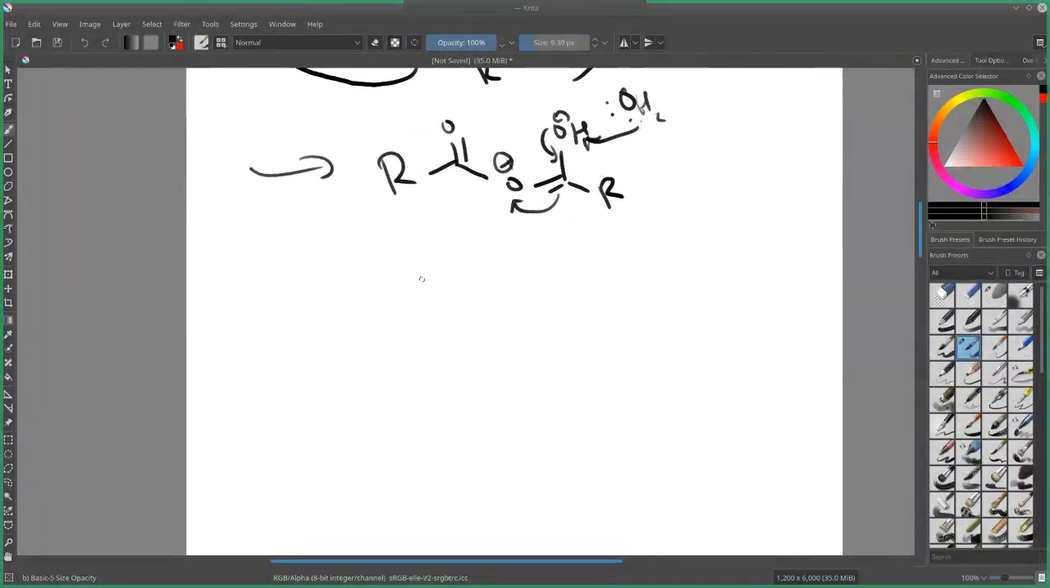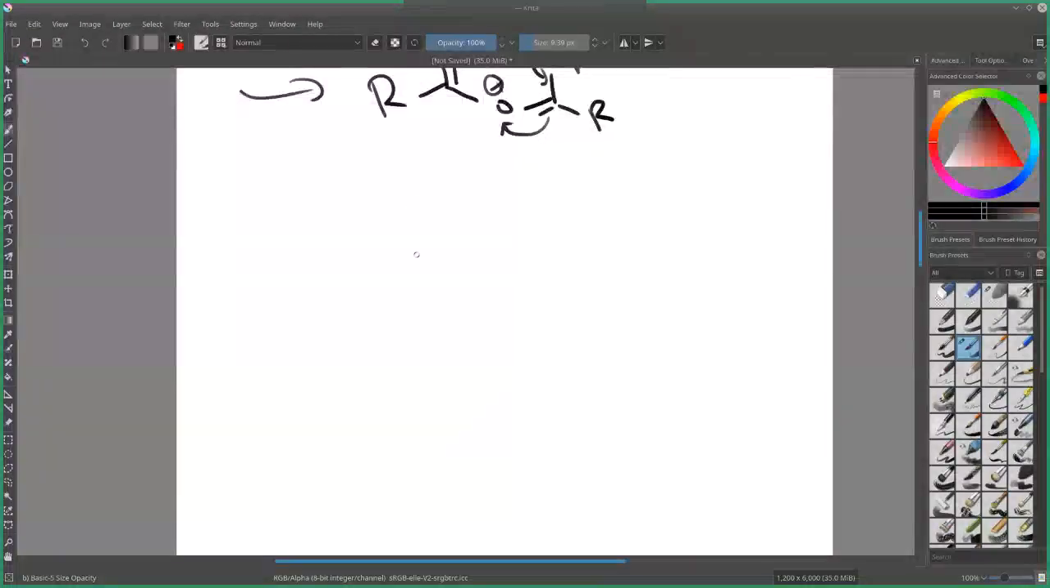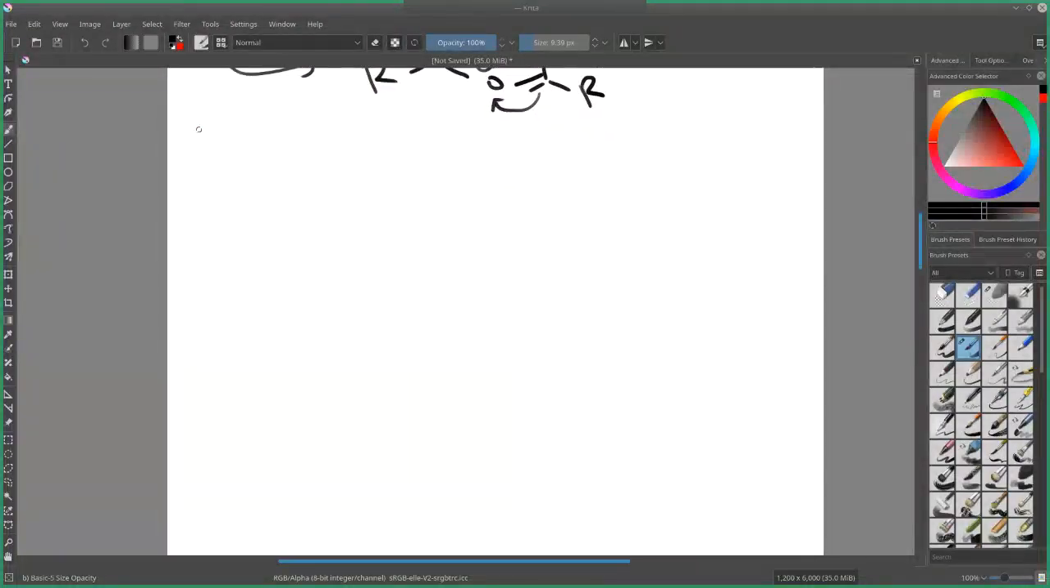Okay, let's see. What other reactions have we learned? Here I mentioned earlier there's another one that's called transesterification.